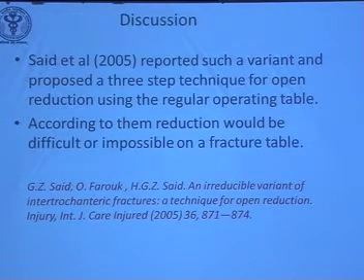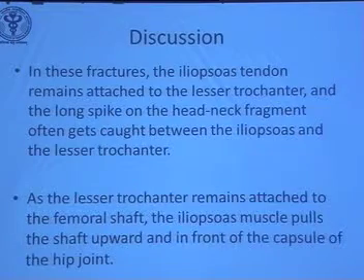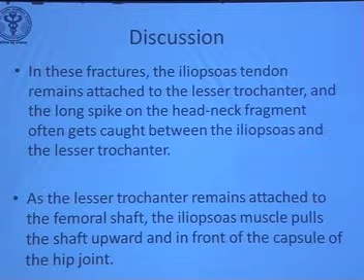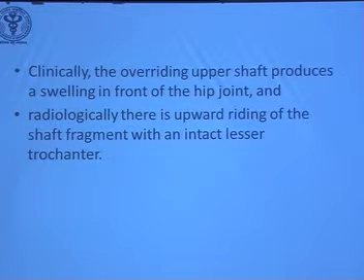But as we are all used to operating on a fracture table, we used the fracture table for that. The iliopsoas tendon remains attached to the lesser trochanter, and the long spike on the head and neck fragment often gets caught between the iliopsoas and lesser trochanter. And the iliopsoas muscle pulls the shaft upward in front of the capsule of the hip joint. Clinically, the overriding upper shaft produces swelling if the patient is not very fat, and radiologically also you can appreciate the proximal riding.